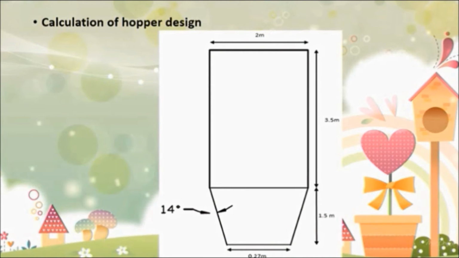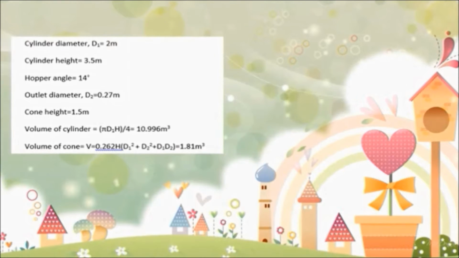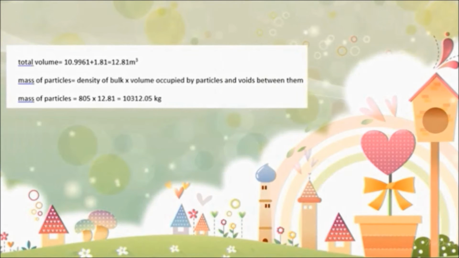For a bulk material to flow, friction must be overcome. Hence, the rougher the wall surface, the larger the friction angle. After that, we design the hopper by assuming dimensions such as cylinder diameter, cylinder height, and cone height that are suitable for our production rate. The volumes of the cylinder and cone are 10.996 meter cube and 1.81 meter cube respectively. Last but not least, the mass of particles is 10312.05 kilogram.